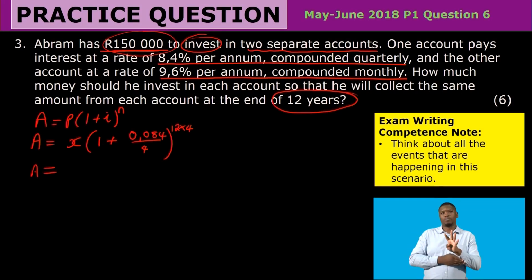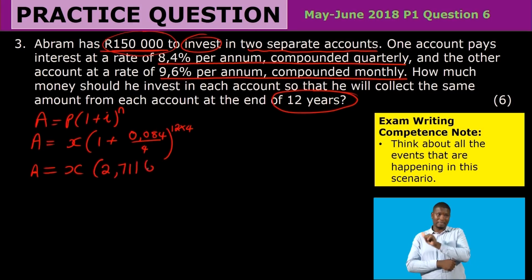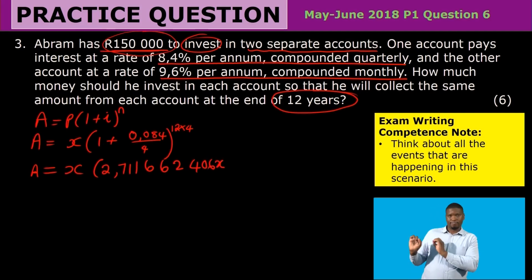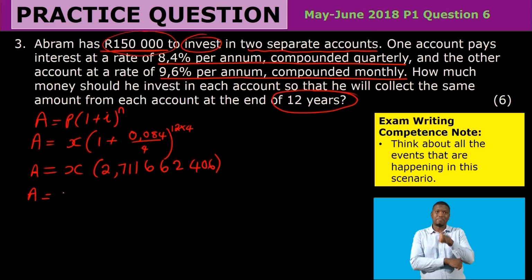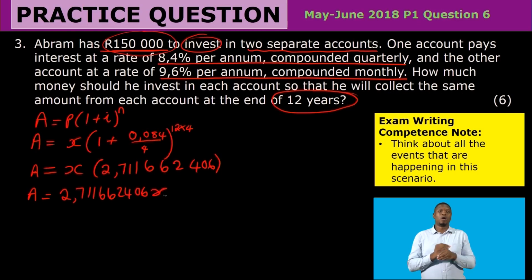Now, when we simplify that which is in the brackets, including that exponent, because the exponent does belong to that bracket, we get a value of 2.711662406. I am way ahead, where we have to multiply that x in, and when we do multiply that x in, that is of course going to be 2.711662406, and that with the x.